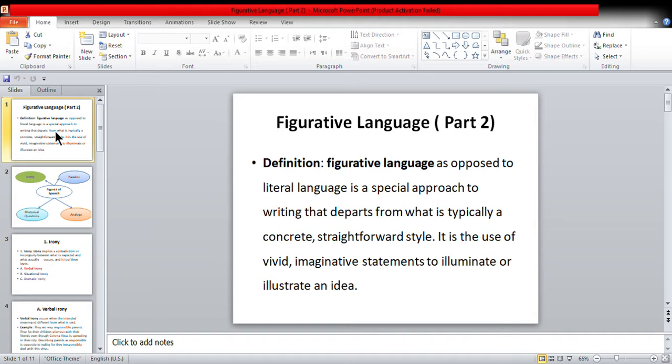Let's first revise what figurative language means. Figurative language, as opposed to literal language, is a special approach to writing that departs from what is typically a concrete, straightforward style. It is the use of vivid imaginative statements to illuminate or illustrate an idea.